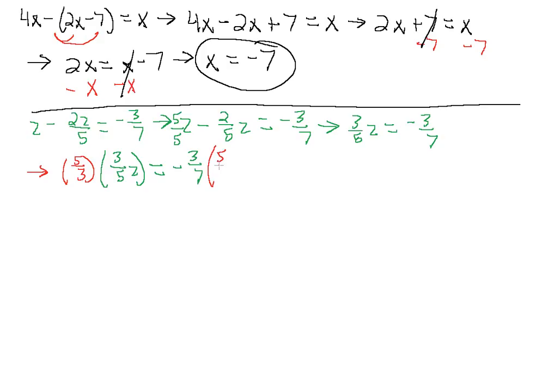Multiply by 5 over 3. That keeps the balance in our equation. This fraction cancels with this fraction. We're just left with z.